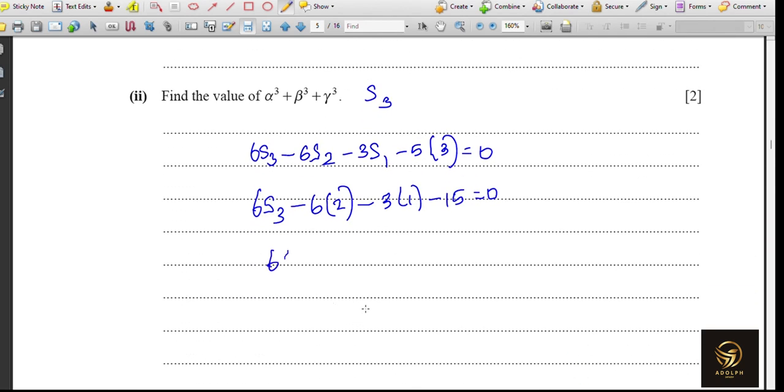So now we will be getting 6s3 minus 12 minus 3 minus 15 equals 0. If you add all of them, you are getting negative 30, and if you move it to the right side, it will become positive 30. S3 is 30 divided by 6, that is 5.